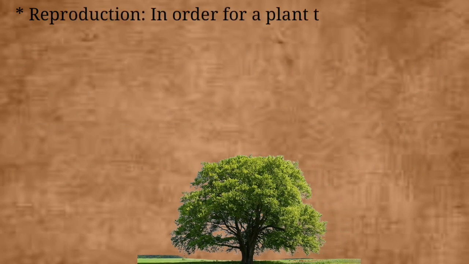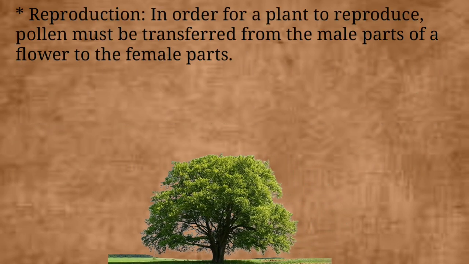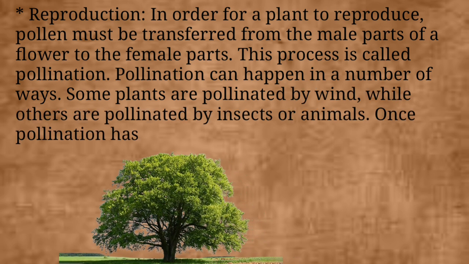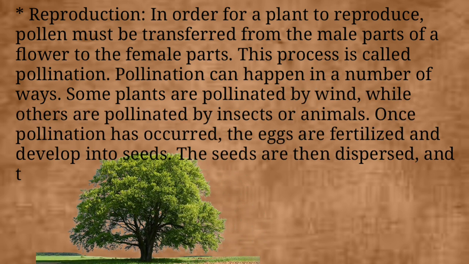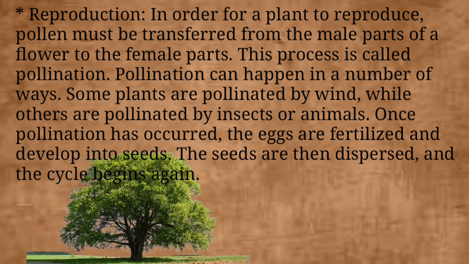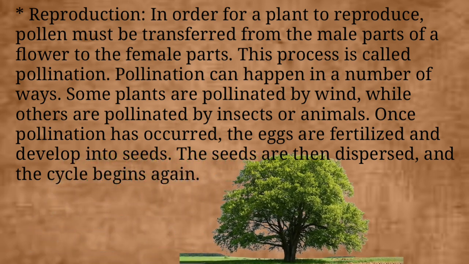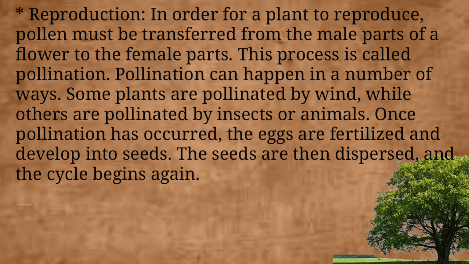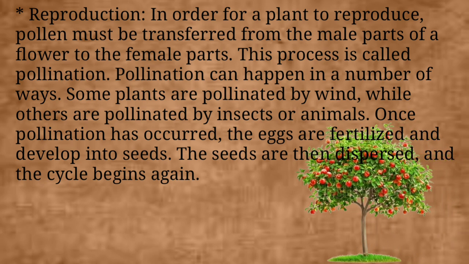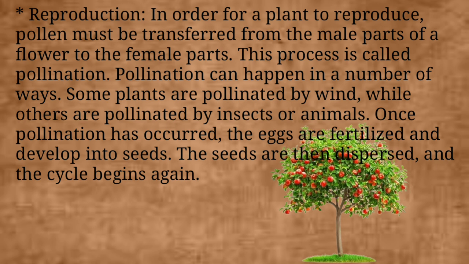5. Reproduction. In order for a plant to reproduce, pollen must be transferred from the male parts of a flower to the female parts. This process is called pollination. Pollination can happen in a number of ways. Some plants are pollinated by wind, while others are pollinated by insects or animals. Once pollination has occurred, the eggs are fertilized and develop into seeds. The seeds are then dispersed, and the cycle begins again.